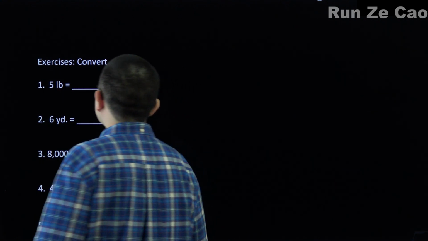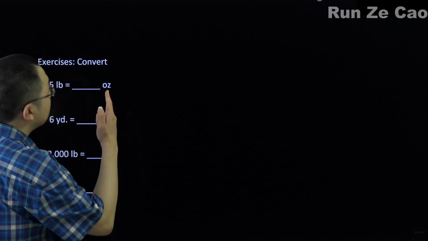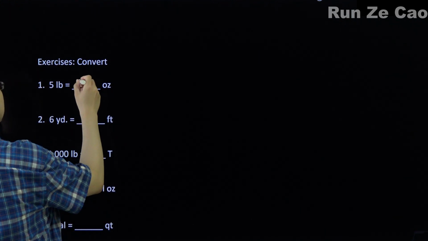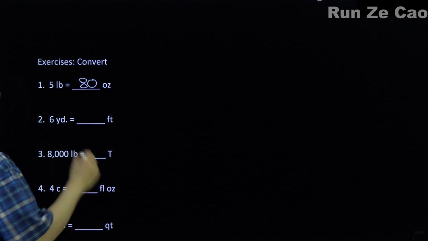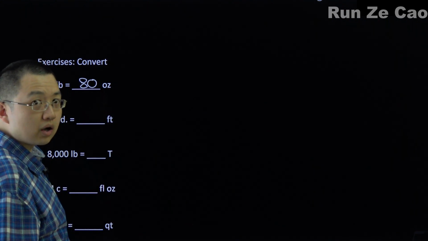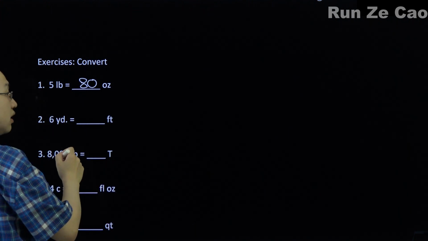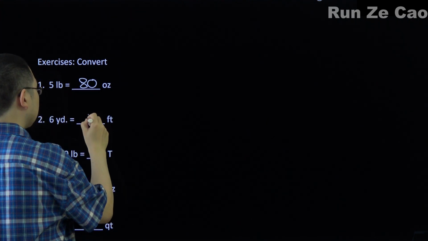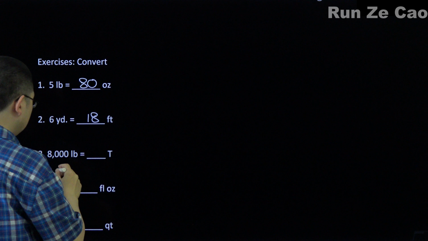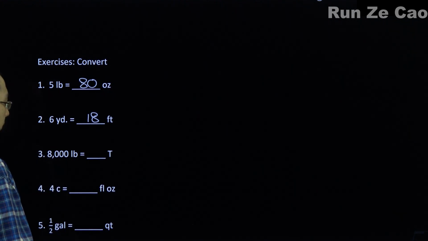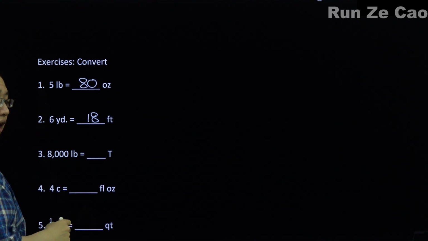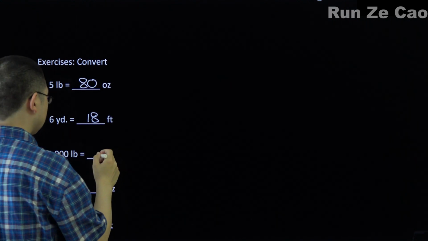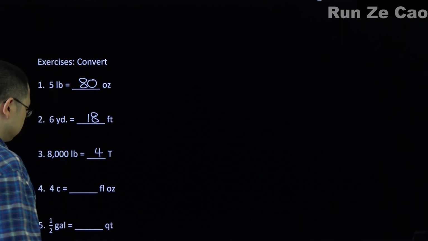Okay, 5 pounds is how many ounces? 1 pound was 16 ounces, so 5 pounds must be 5 times 16, 80 ounces. 6 yards is how many feet? 1 yard is 3 feet, so 6 yards is 6 times 3 equals 18 feet. 8,000 pounds is how many tons? 2,000 pounds is 1 ton, so 8,000 pounds is 4 tons.